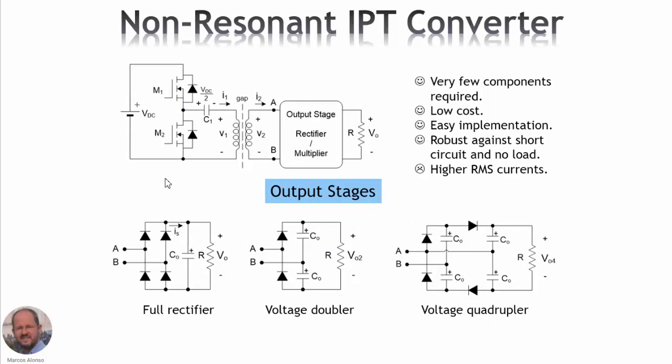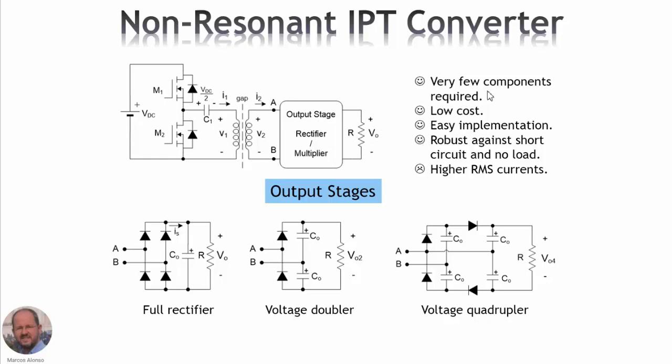So let's start with non-resonant IPT converters. Here we have an example using a half bridge, then a blocking capacitor, a DC blocking capacitor, to supply our IPT system, and then we have an output stage to implement our rectifier or multiplier to get the required output voltage.